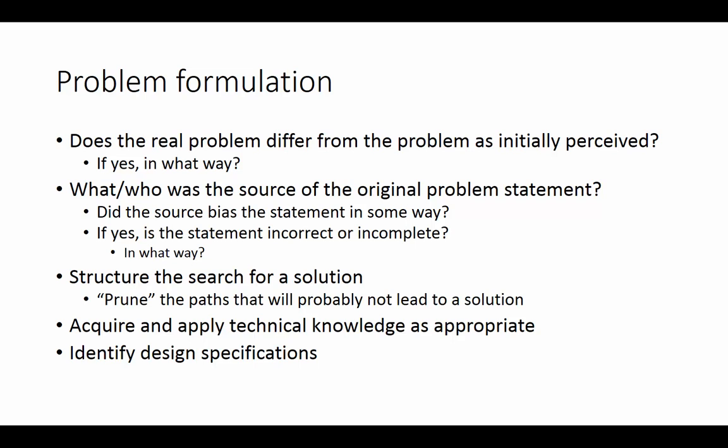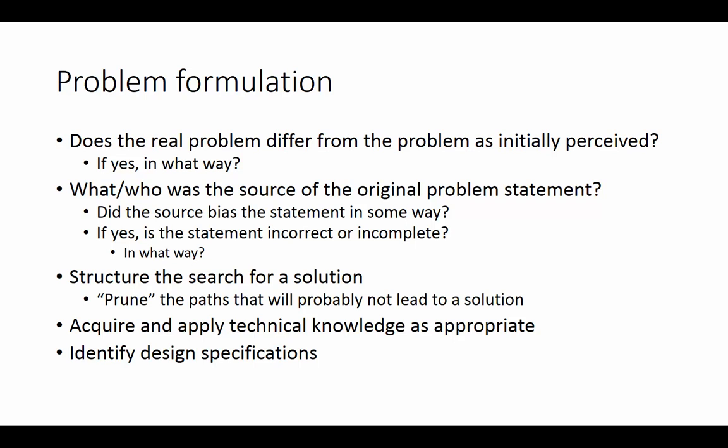Did you get it from data from a professional society? Did you get this from one patient complaining, or multiple patients in multiple hospitals? The question is, did the source bias the statement in some way? And that's always possible, whether intentional or unintentional, it doesn't matter. But did the source bias the statement in some way? You've got to ask yourself that. And if yes, is the statement incorrect? Is it incomplete? And in what way? All these are important things to know.